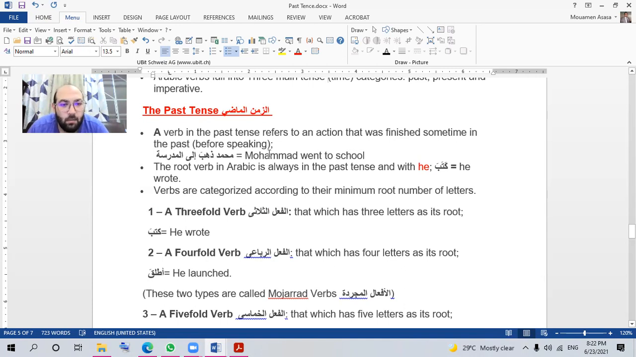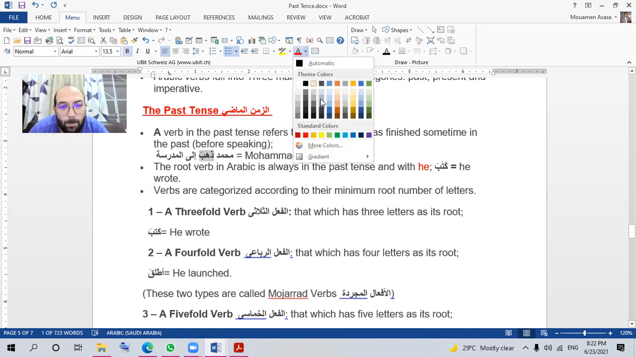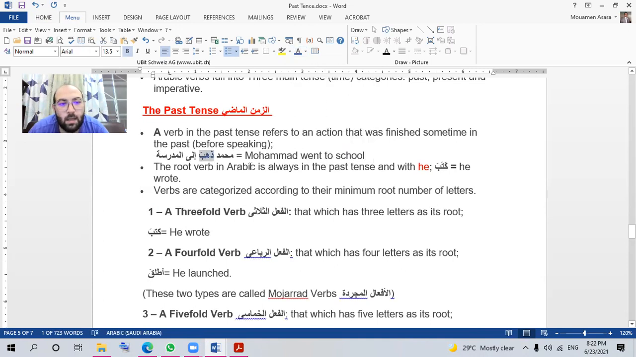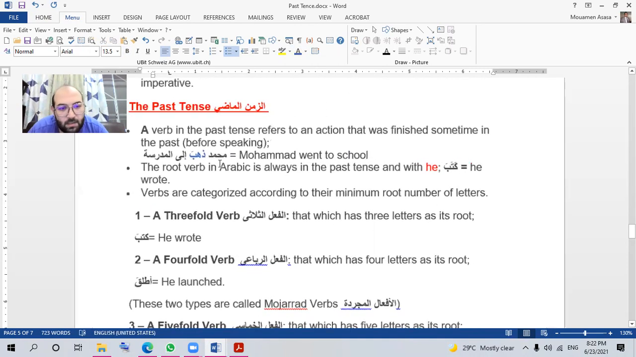As an example, Muhammad went to school. That means he already went and finished. The verb is finished. The action is finished. Muhammad ذهب. This is the verb in the past. Muhammad ذهب. I make zoom.